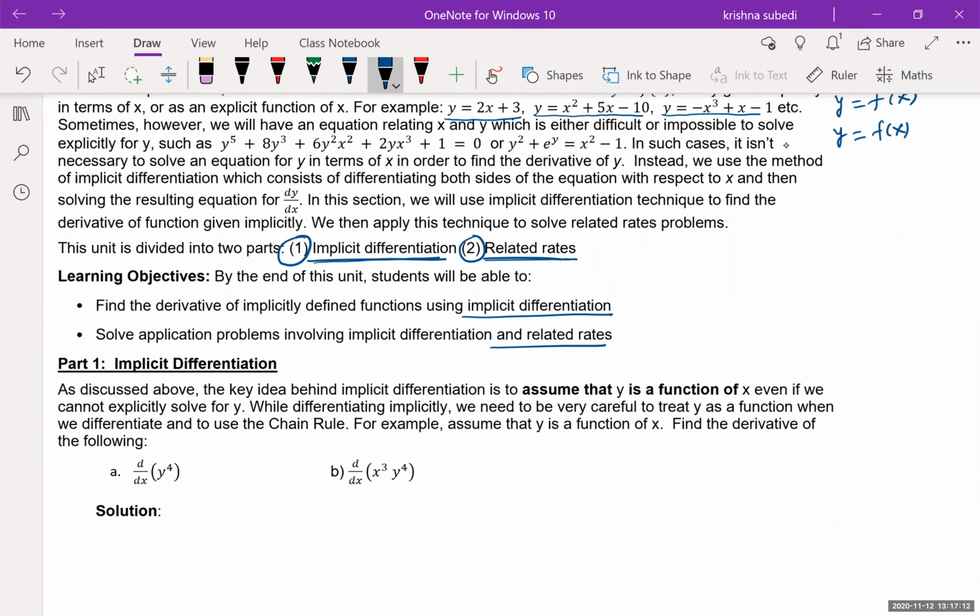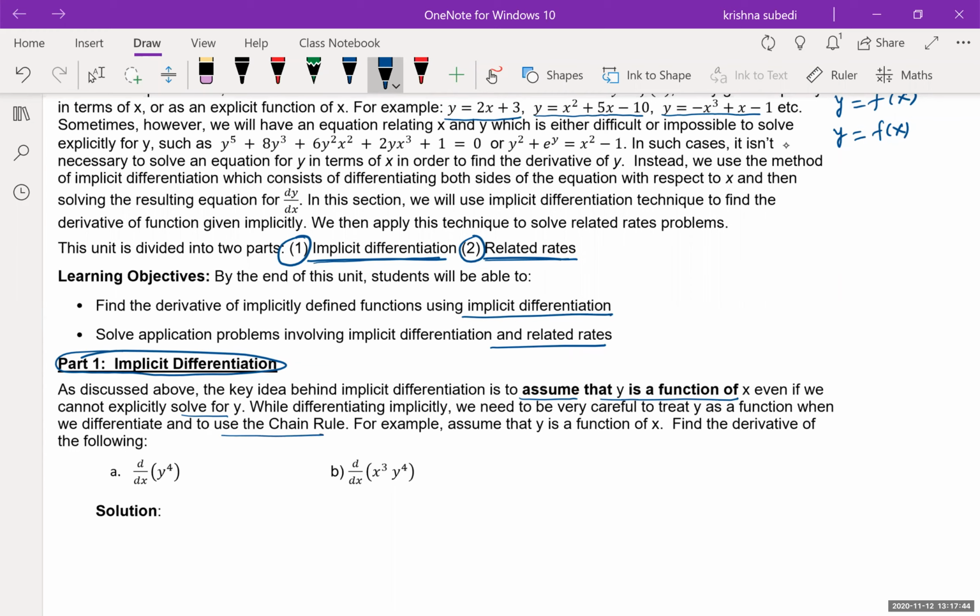So part one, as I said earlier, we'll be working on implicit differentiation. As discussed above, the key idea behind implicit differentiation is to assume that y is a function of x, even if we cannot explicitly solve for y. So while differentiating implicitly, we need to be very careful to treat y as a function when we differentiate and to use the chain rule.